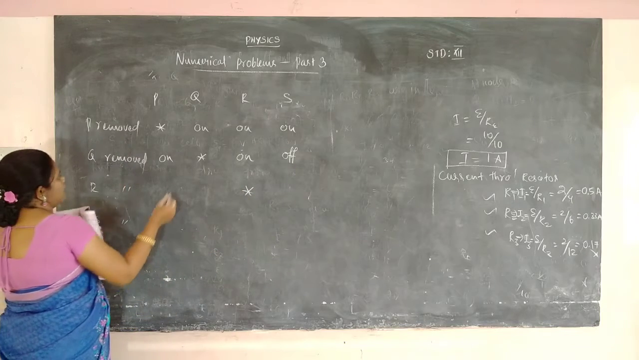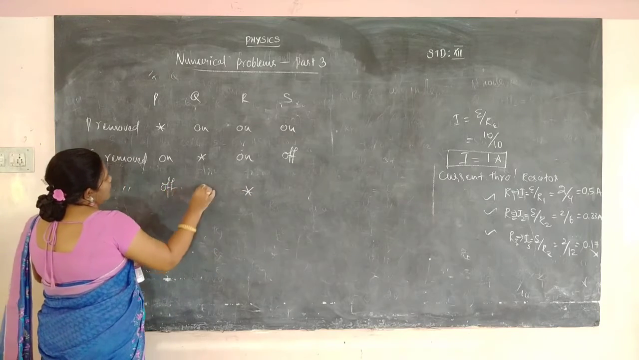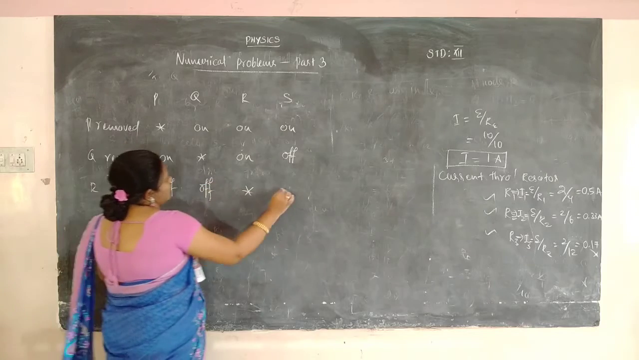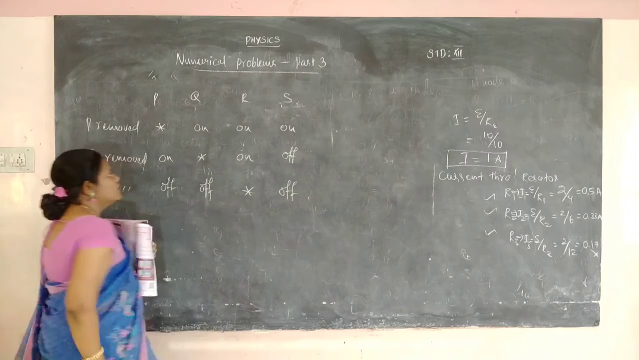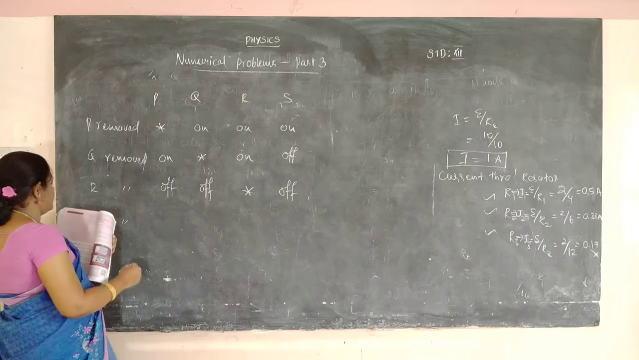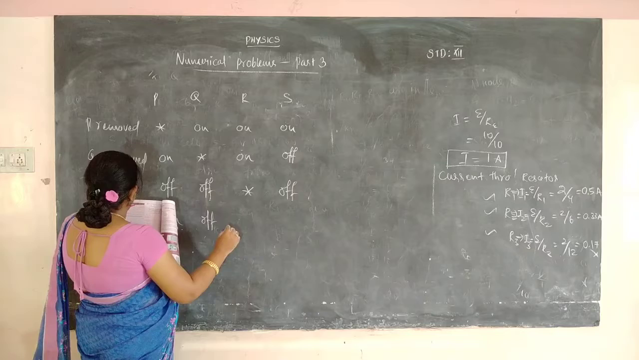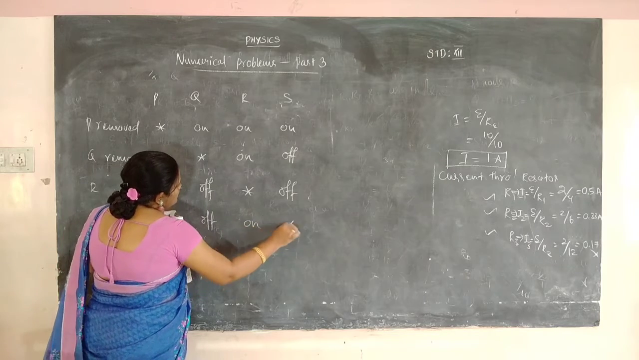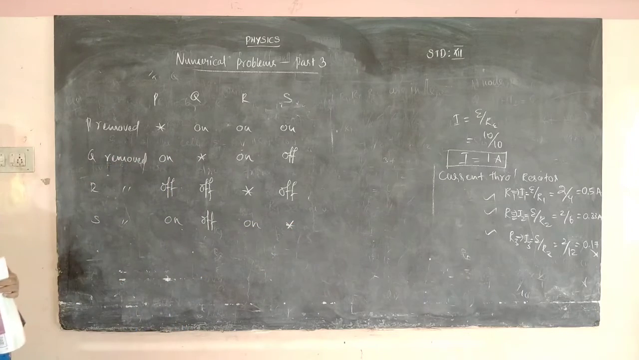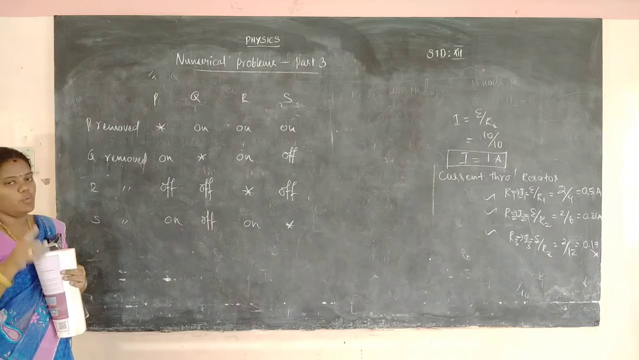ஓகே. Then எல்லாமே ஆஃப்ல இருக்குன்னு கொடுத்துருக்காங்க. Off and off and off. Okay. Then S is removed, on, off, then on. It is a given question. One bulb it will be removed in a one time.